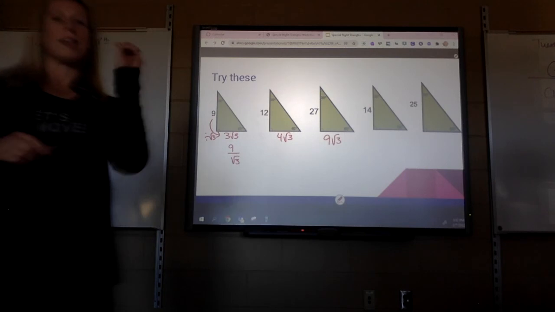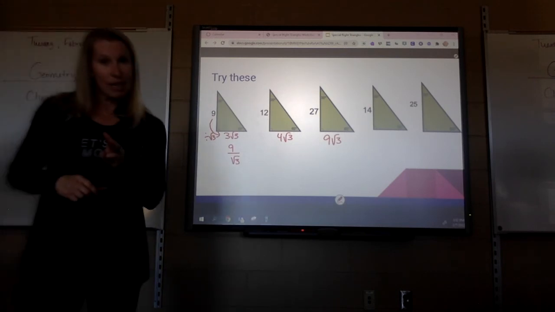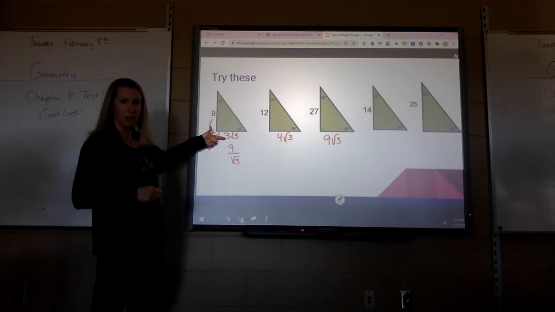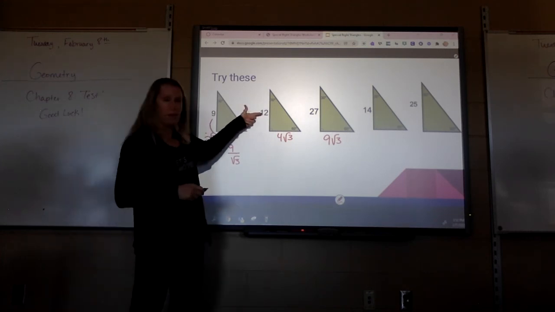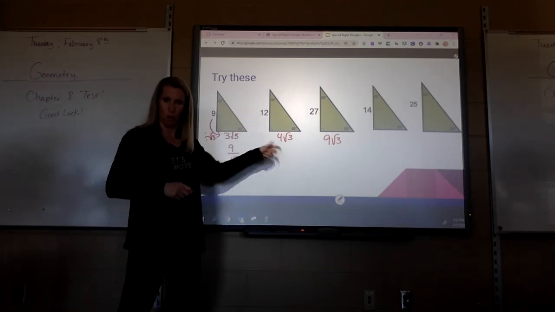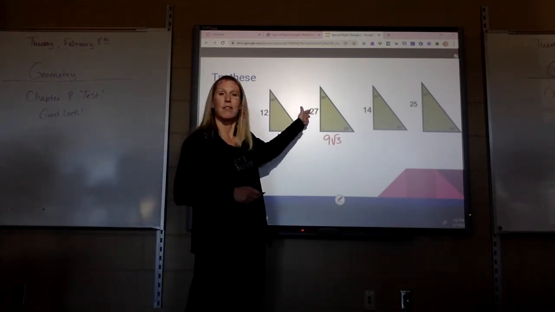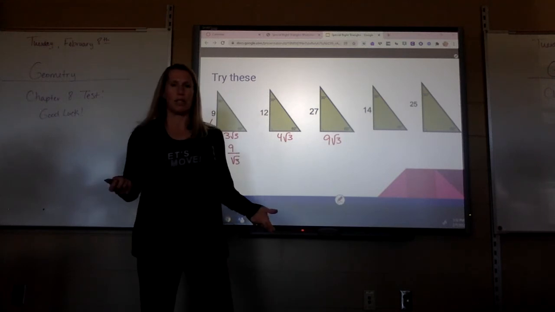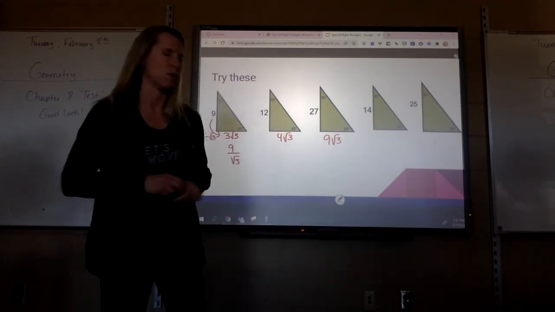Well, you just take the number, divide it by 3, and then put a radical 3 next to it. So 9 divided by 3 is 3, 3 radical 3. 12 divided by 3 is 4, 4 radical 3. 27 divided by 3 is 9, 9 radical 3. But what about 14? 3 doesn't go into 14.